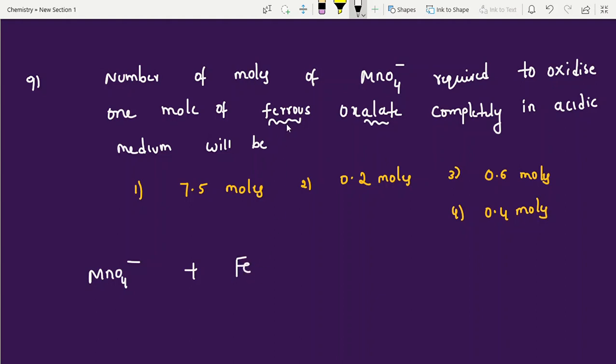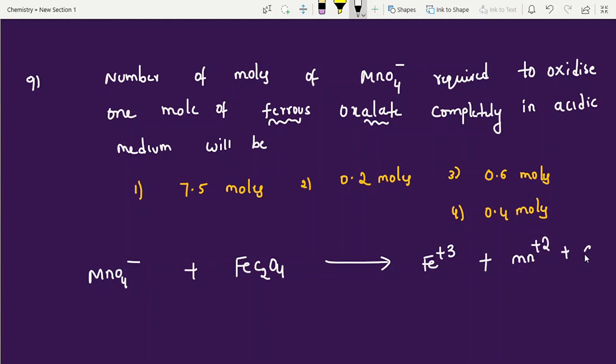They had given here ferrous oxalate. Oxalate means different. Ferrous oxalate means FeC2O4. You can take it here and it is converting into... MnO4 minus always acts in acidic medium as a good oxidizing agent. It can oxidize the iron +2 to +3. And manganese itself is reducing.